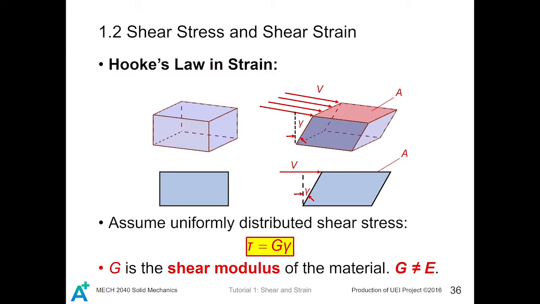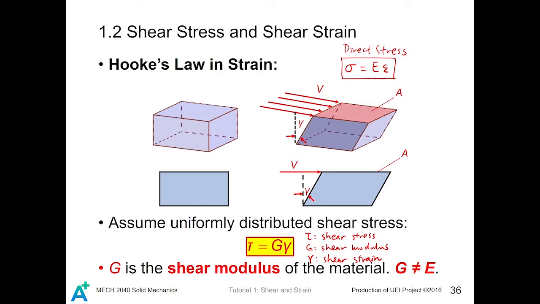Let's talk about Hooke's law in strain. Just now in the direct stress part, we know that Hooke's law is given by sigma equals E epsilon. This is Hooke's law in direct stress. Now, since we are talking about shear stress, it has another Hooke's law, which concerns the shear stress and the shear strain. Assume your shear force is evenly distributed over the entire region, so that you have a uniformly distributed shear stress. Hooke's law in shear stress and strain is given by tau equals G gamma. Tau is the shear stress, G is the shear modulus, gamma is the shear strain.